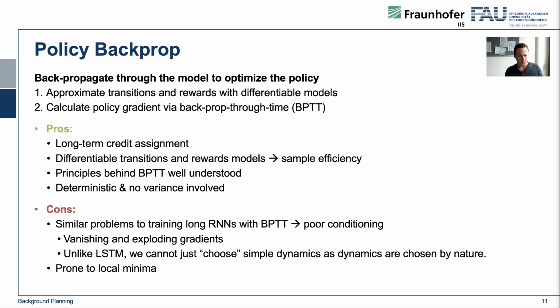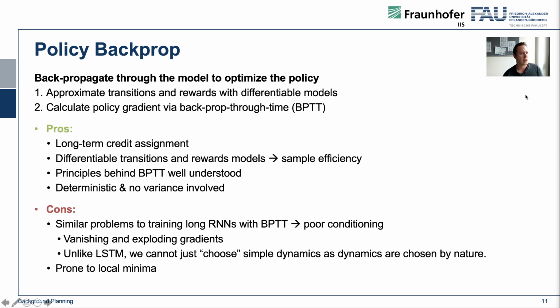Okay, so what's the basic idea behind it? Backpropagating through the model to optimize the policy. First, we approximate transitions and rewards with differentiable models, to allow taking a gradient through them. Then we calculate the policy gradient via backpropagation through time, which is well understood and well known from recurrent neural network training. This may already look very similar to you if you have gotten to know RNNs from other lecture formats.